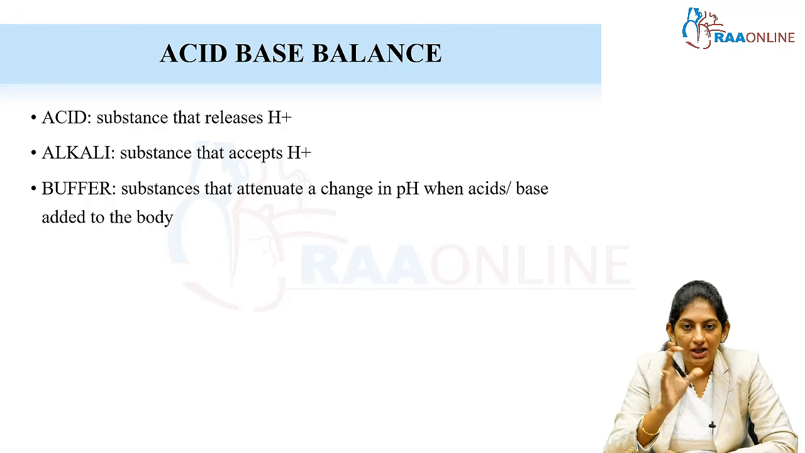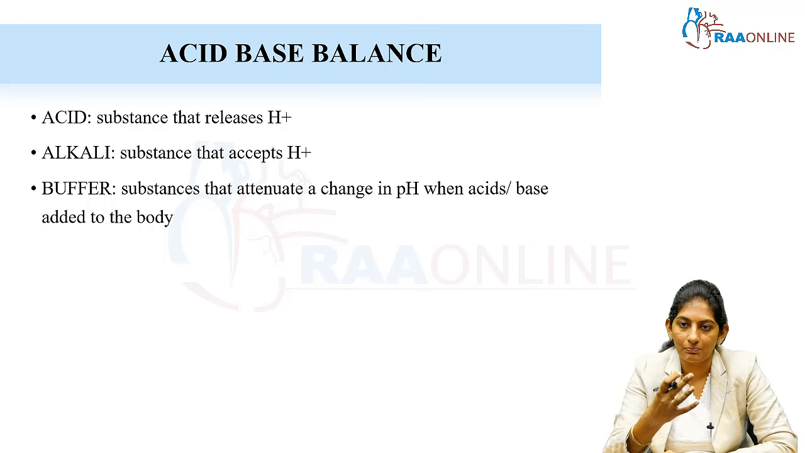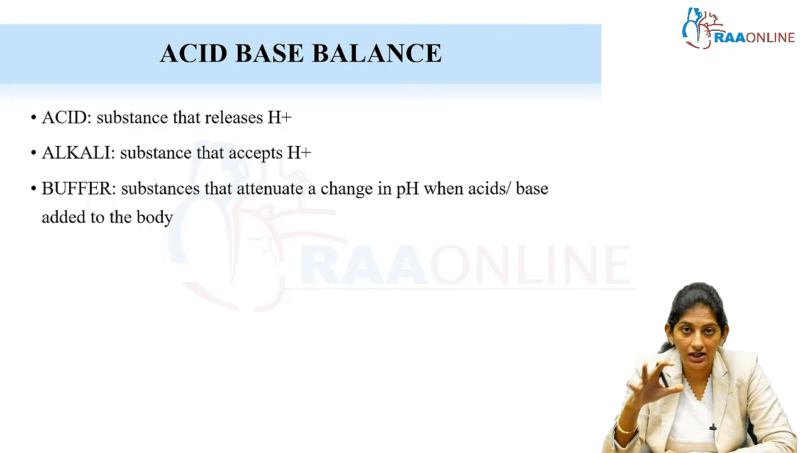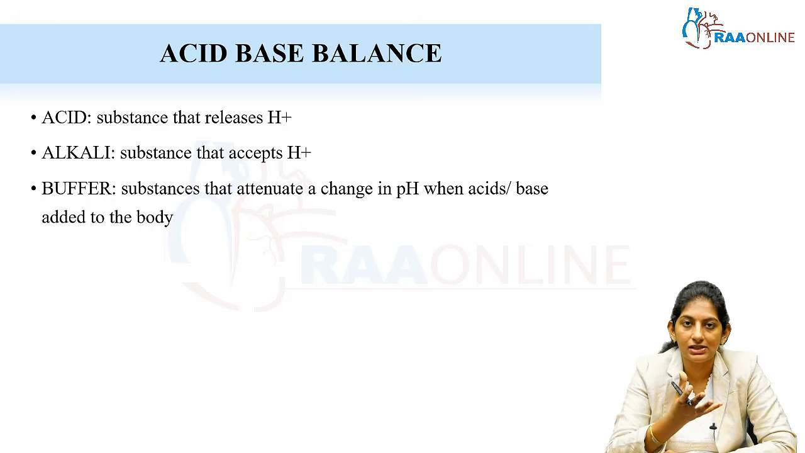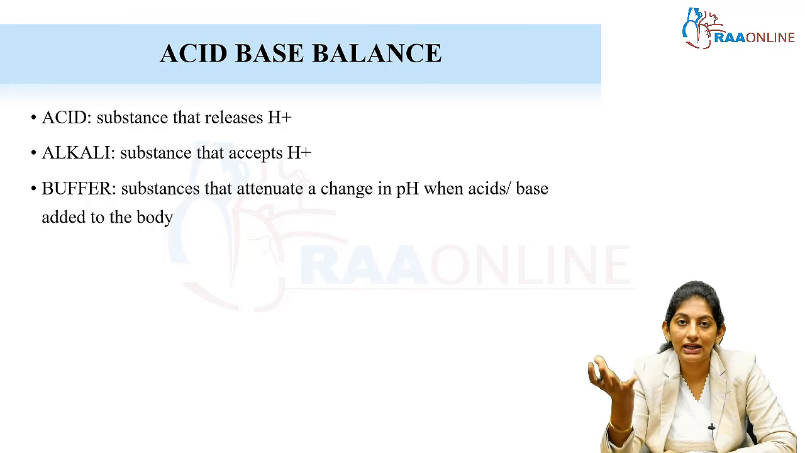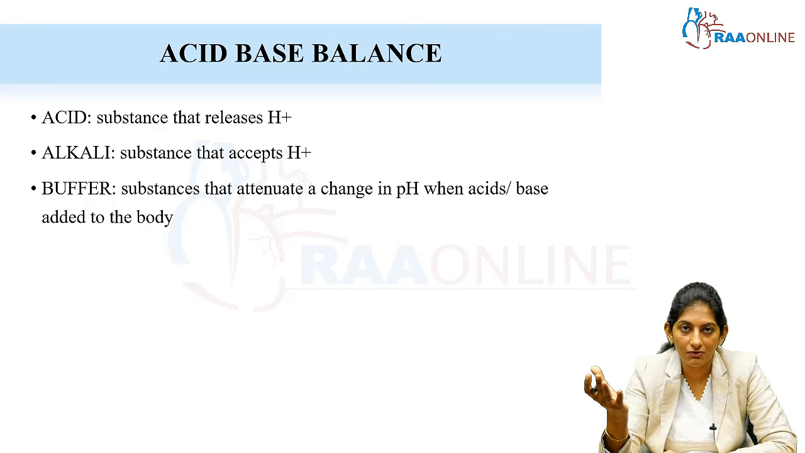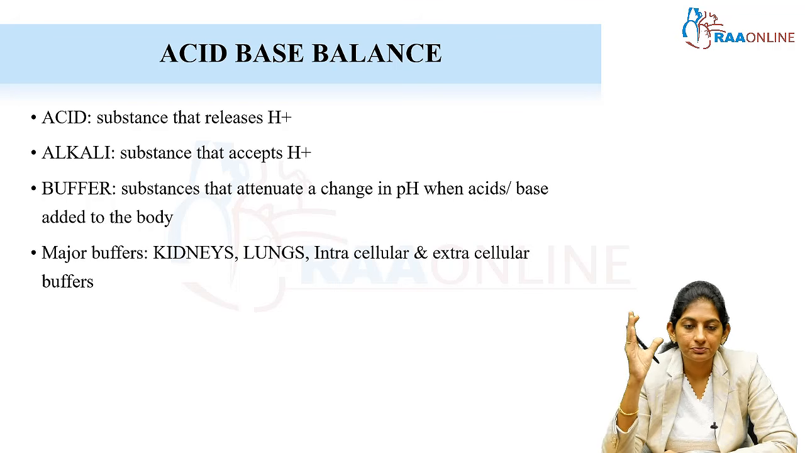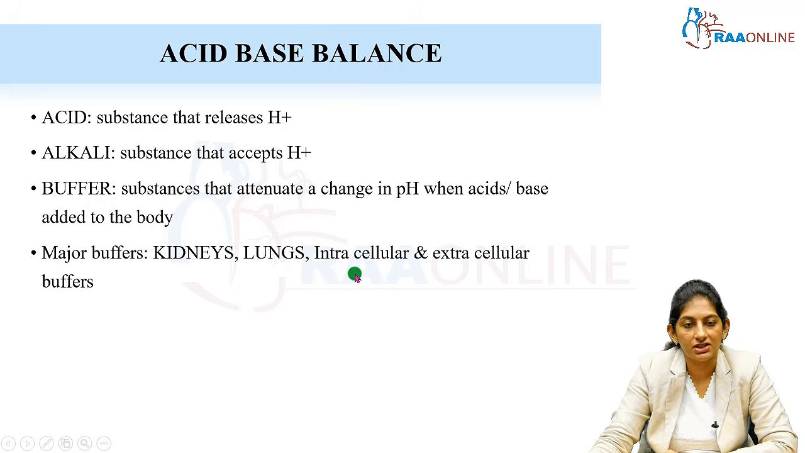So what is a buffer? Buffer is any substance which will weaken or attenuate a change in the pH inside the system. So when an acid or when a base is put inside the body, this buffer will immediately act so that the pH remains normal. It will try immediately to normalize it. There are many buffers inside the human system, some of which will act immediately, some of which will take time. It will take 2 to 4 days to normalize it. So we will be seeing what these buffers are in a moment. The major buffers are kidneys, lungs and intra and extracellular buffers.